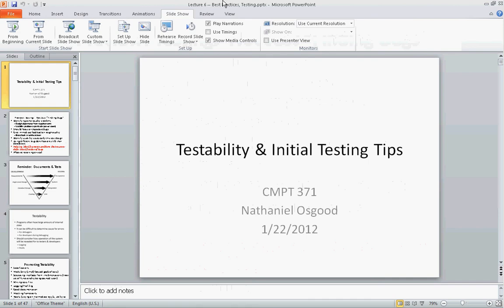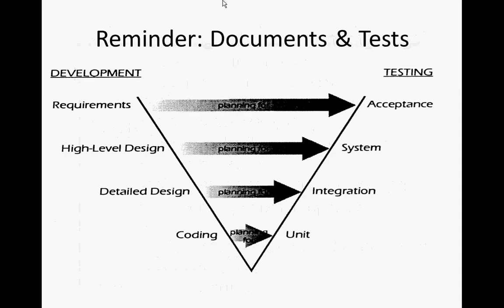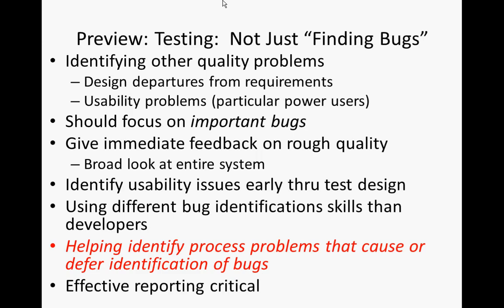Okay, so here we're trying to identify not just the problems in the program, but also process problems. What is it that left us vulnerable to these things? Why didn't we find them sooner? So that should be always on your mind.